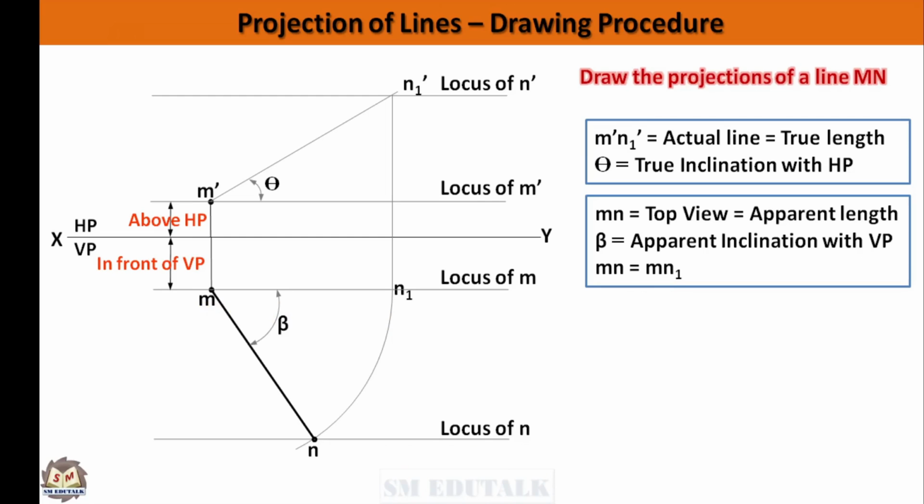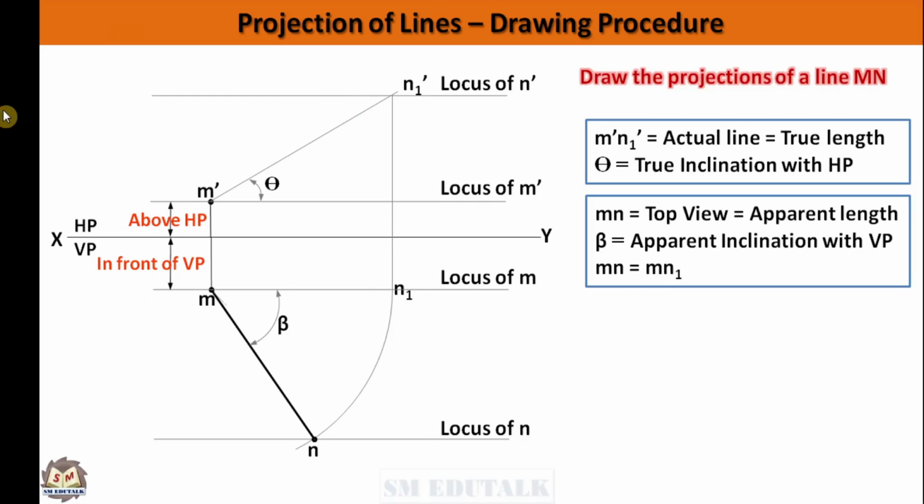What we did so far, the true length line drawn above the XY line is projected below the XY line up to first endpoint locus. Then it is rotated to second endpoint locus to get the top view. Now it should be reversed. That is, the true length line drawn below the XY line should be projected above the XY line up to first endpoint locus. Then it should be rotated to second endpoint locus to get the front view.